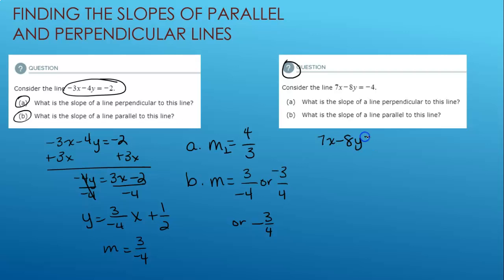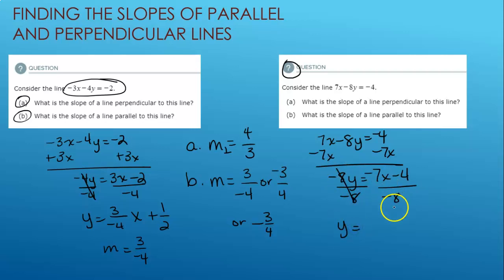You should have first tried to isolate y, so you should have subtracted 7x from each side. So we have -8y equals -7x minus 4. We're going to divide both sides by -8, so the -8's cancel. -7 divided by -8 is +7/8, and negative 4 divided by negative 8 is positive 1/2. So the slope of this line is 7/8.